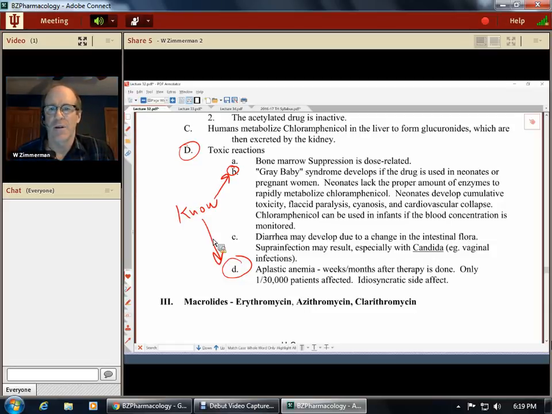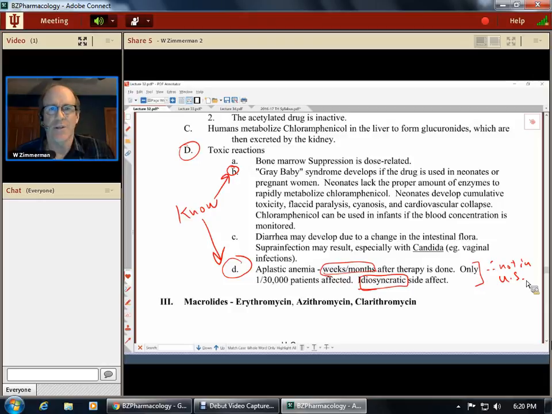Aplastic anemia. And point A there is bone marrow suppression, but that's during therapy. It's dose related, and if you start getting some suppression, you just quit the drug. It's not that big a deal. But weeks or months after therapy, and it's totally unpredictable, it's idiosyncratic, and therefore it's not used in the U.S.